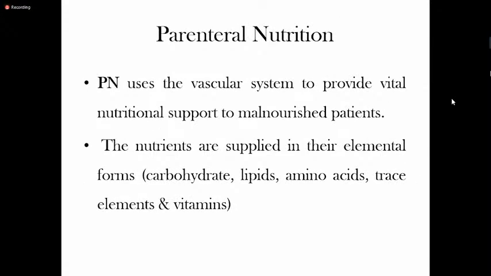Parenteral nutrition uses the vascular system to provide vital nutritional support to malnourished individuals. The nutrients are supplied in their elemental forms: carbohydrates as glucose, lipids as free fatty acids, and amino acids for protein.